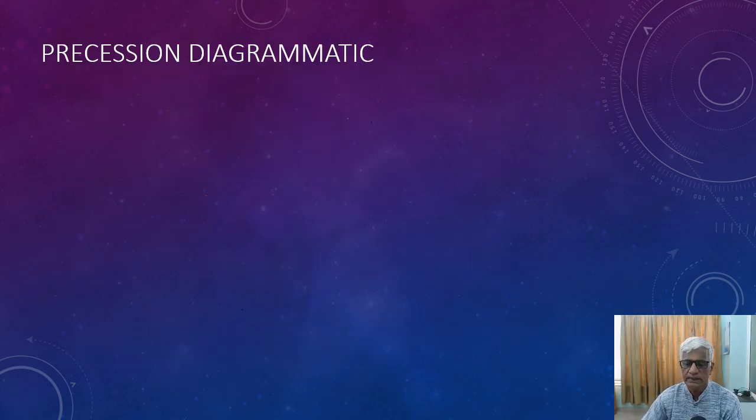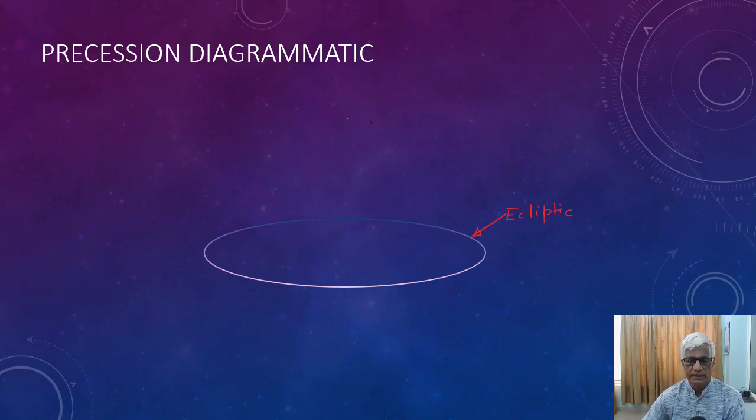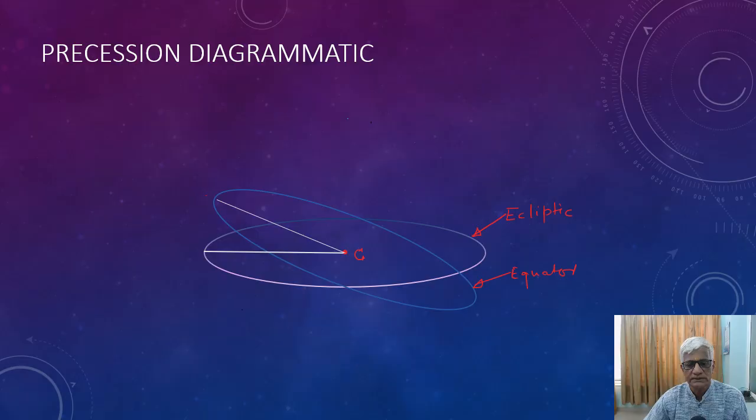Now let us see how precession happens in a diagrammatic form. First, let us draw the ecliptic here, the circle around the earth, and the equator at 24 degrees inclined to the ecliptic, C being the center of the ecliptic and the equator.